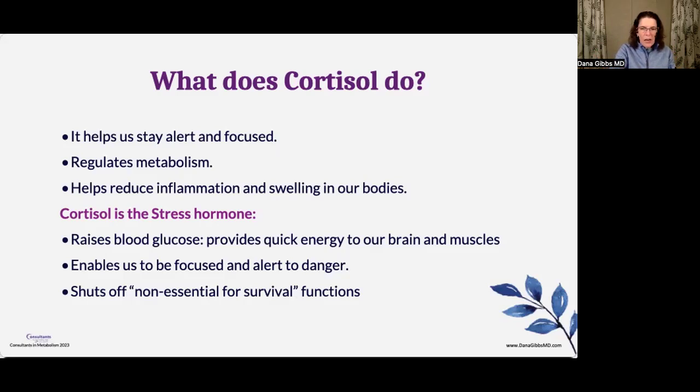And cortisol is not inherently bad. It's necessary for life. It helps us with daytime alertness and focus. It helps regulate our inflammation. People who don't make or have cortisol will drop dead if they overexert themselves or during major surgery, because their blood sugar will drop too low to sustain life.